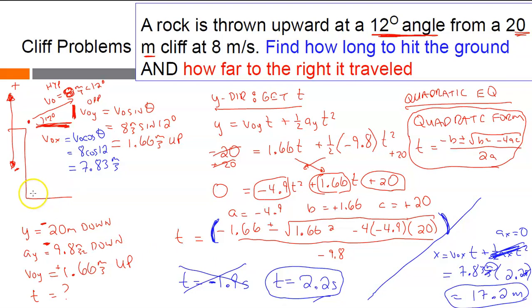Maybe this is a ballistics problem and somebody's trying to blow something up, or they throw a rock and it hits whatever. Okay, that's how you do the angle cliff shot, and that problem beat to death, I think.